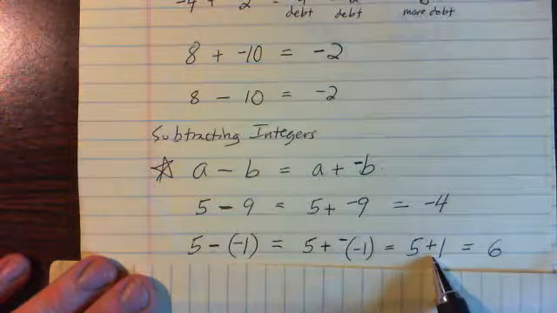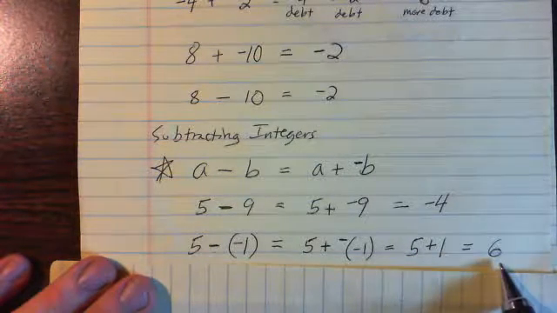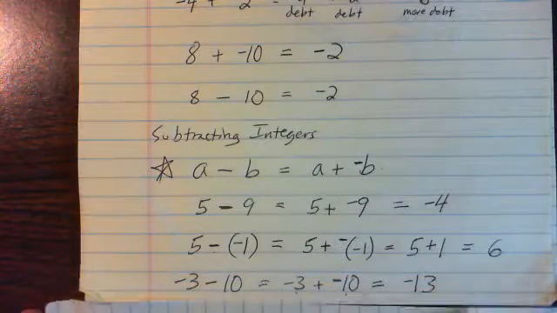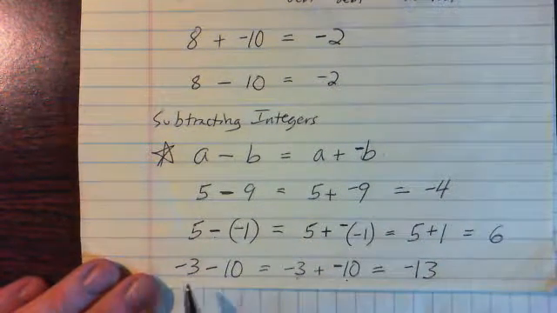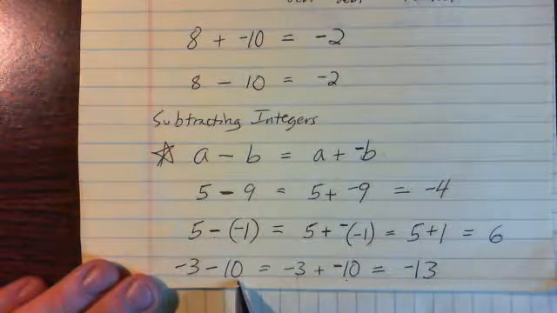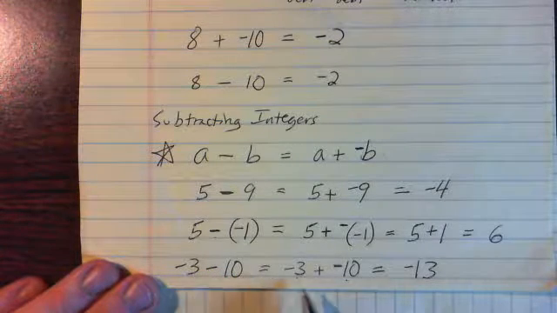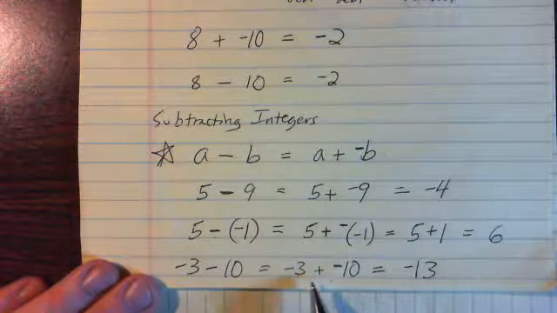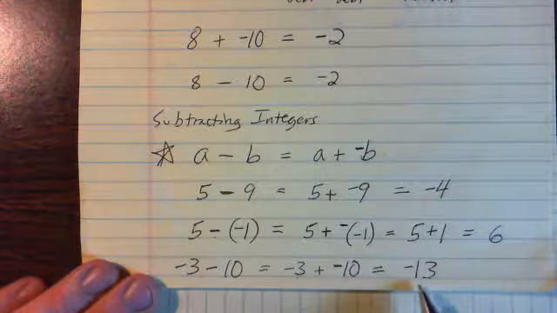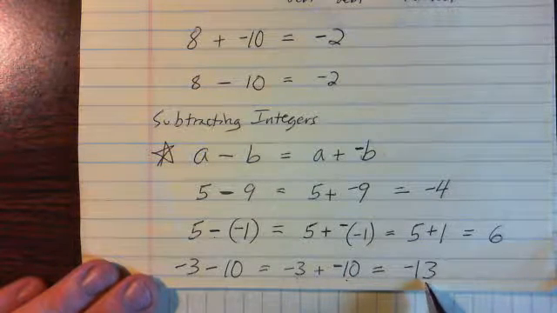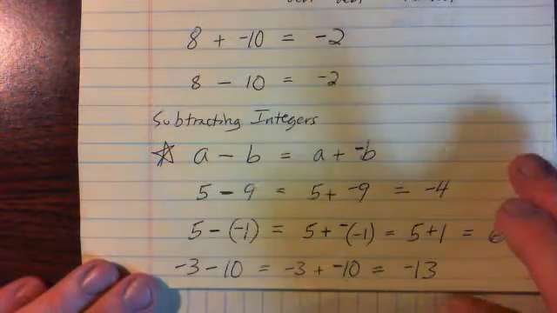You basically, subtracting a negative is the same as adding the positive, and you end up with 6 in this case. One more example. You have negative 3 minus 10. You could think of that minus 10 as adding negative 10. So you have a debt, and a debt makes more debt, negative 13.